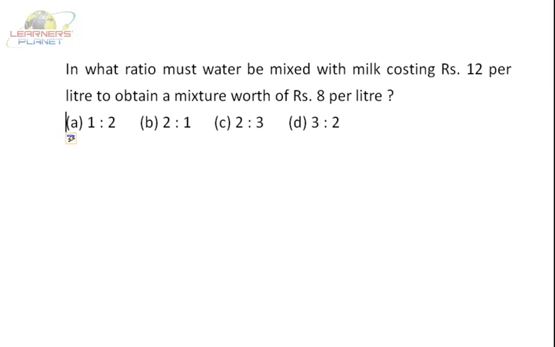Now let's do this interesting question. In what ratio must water be mixed with milk costing rupees 12 per liter to obtain a mixture of rupees 8 per liter? Friends, here we are given the mean value and one extreme value, that is, this is the price of milk. Okay, and we wish to get a mixture of 8 rupees per liter, and we wish to mix water. Now what is the value over here? Friends, in this sort of question, the value of water is assumed to be 0 rupees. Okay, that is 0 rupees per liter. So it is 0 over here.